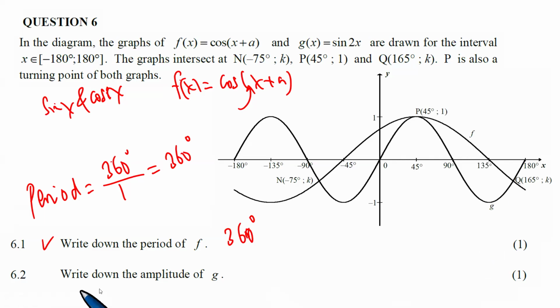Okay. Write down the amplitude of g. What is the amplitude of g, if you already know that g of x is sine 2x? Please let me know if you can get this one. What is the amplitude of g?